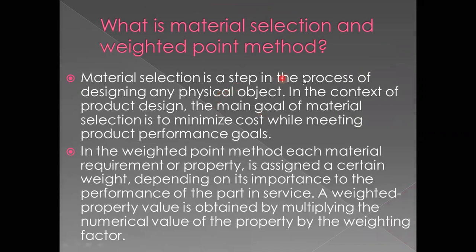Material selection is a step in the process of designing any physical object. In the context of product design, the main goal of material selection is to minimize cost while meeting the product performance goals. In the weighted point method, each material requirement or property is assigned a certain weight depending on its importance to the performance of the part in service. A weighted property value is obtained by multiplying the numerical value of the property by the weighting factor.